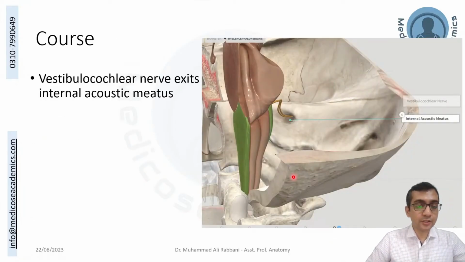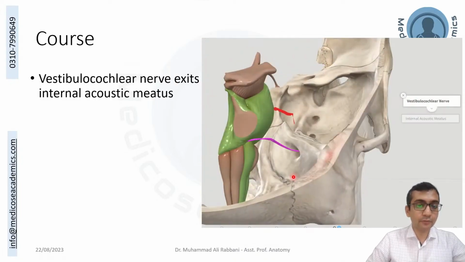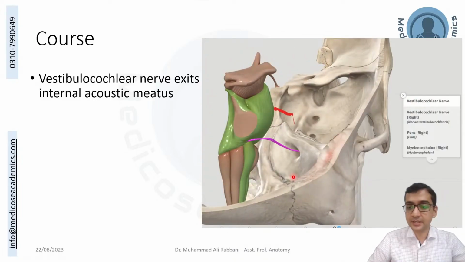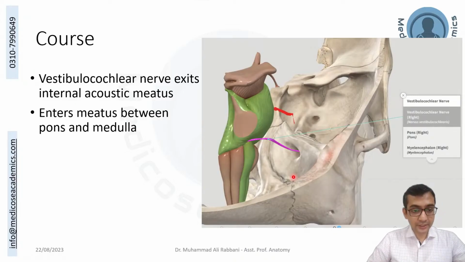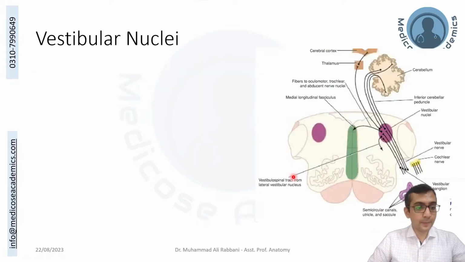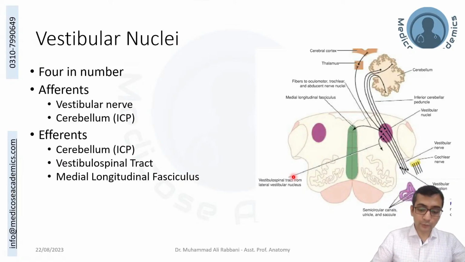So this is the internal acoustic meatus. The vestibulocochlear nerve enters the internal acoustic meatus and goes to the pontomedullary junction, laterally, the pons and medulla junction. And then there are vestibular nuclei, four in number. These both sensations will be special somatic afferent, SSA.